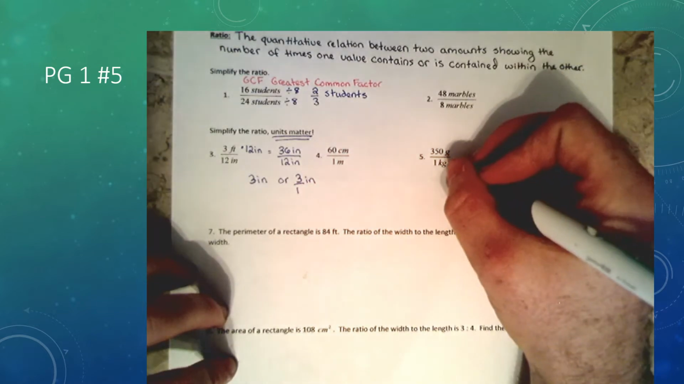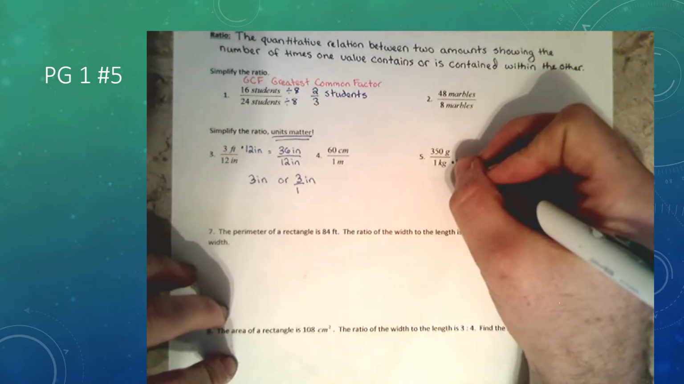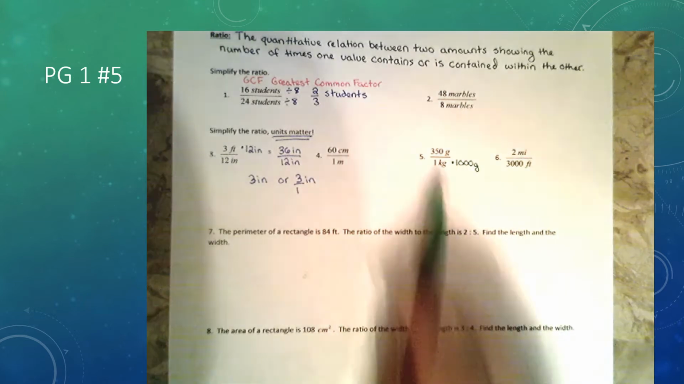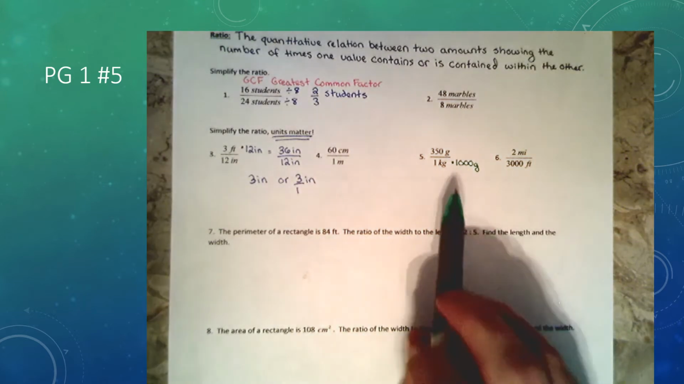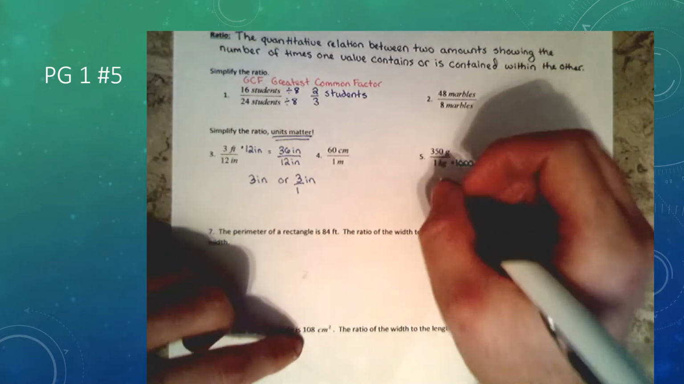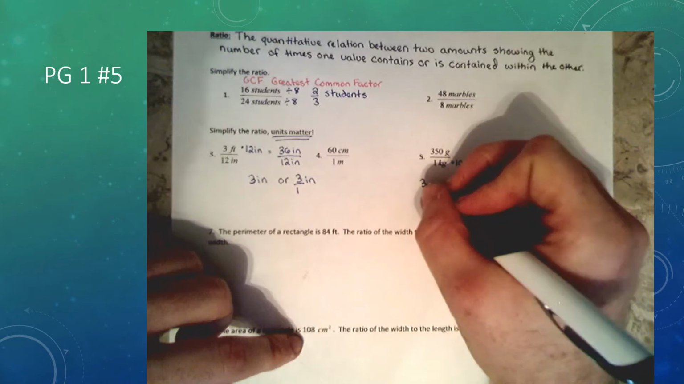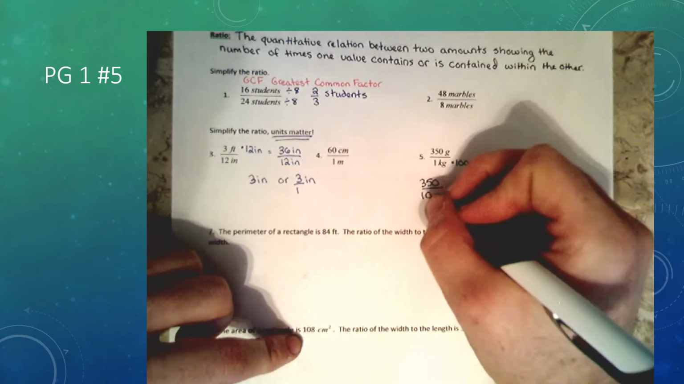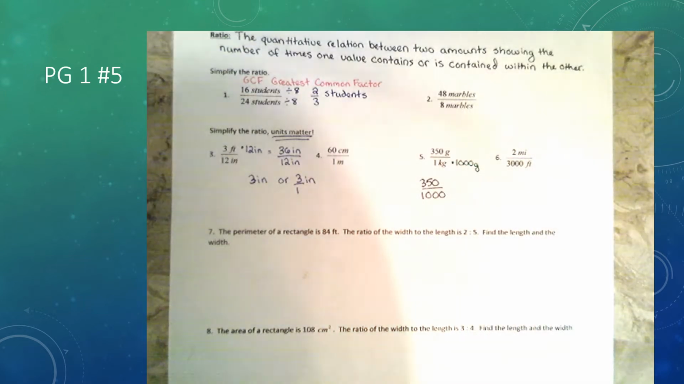Well, there is 1,000 grams in 1 kilogram, so I'm going to multiply the denominator by 1,000. When I do that, I'm going to end up with 350 over 1,000 grams.